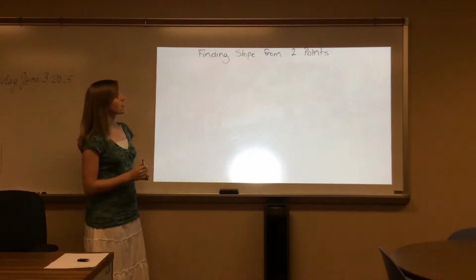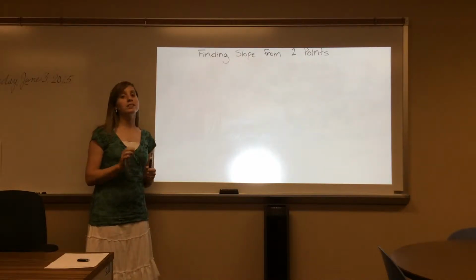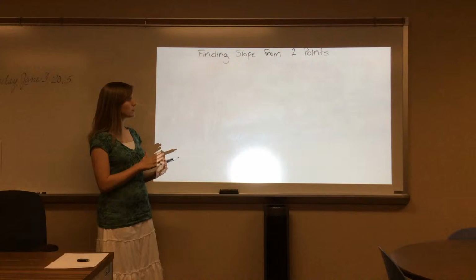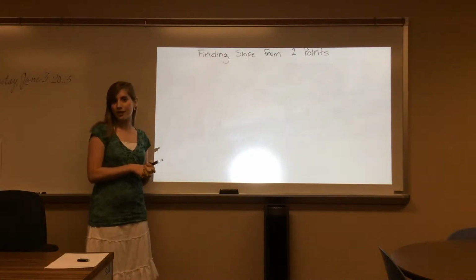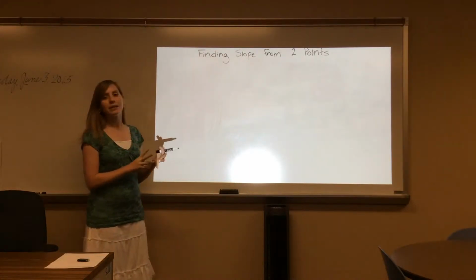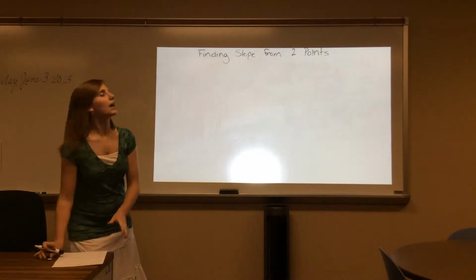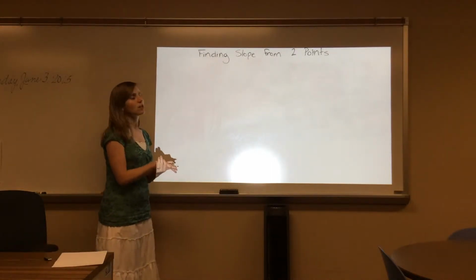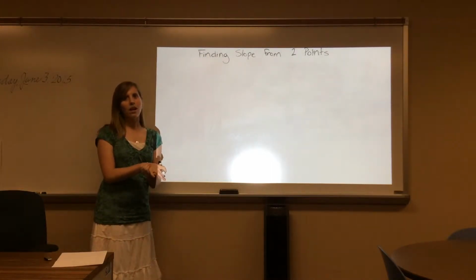Our last lesson was on finding slope from 2 points that were graphed, and we counted the rise over the run and made fractions. Today we're going to be given 2 points, and then I will expect you to find the slope just given the 2 points.